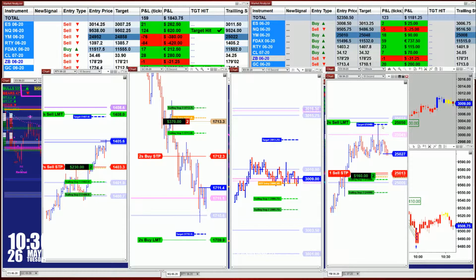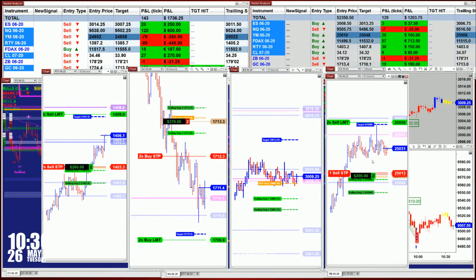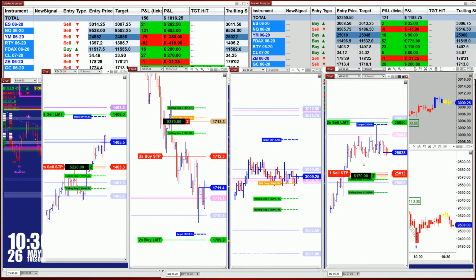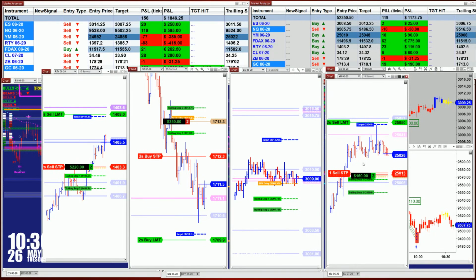On the YM, it couldn't close the trade. Look, it couldn't close it. And it's telling you what you want to do. You have $200 here, $300 here, $200 there. You can end your day very smoothly if you know what you're doing.